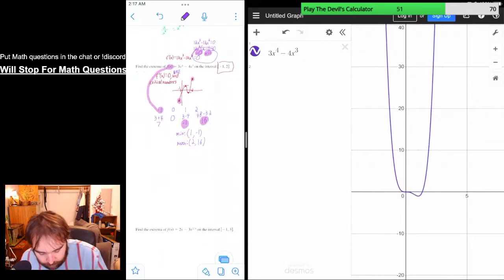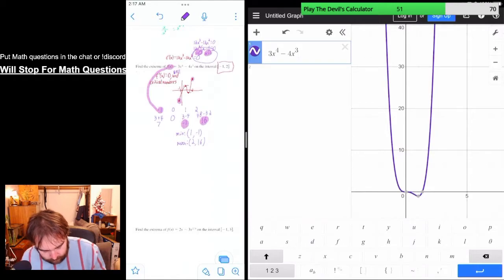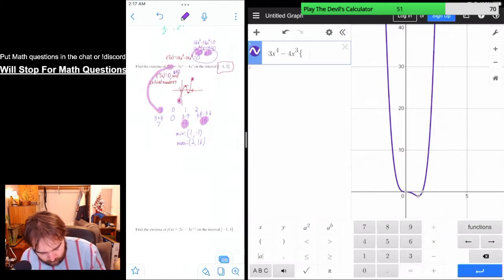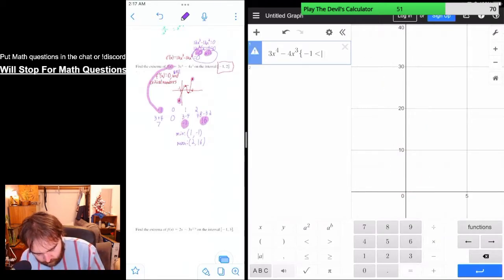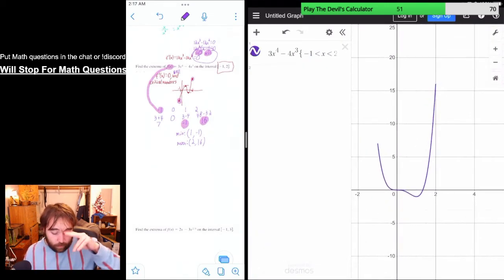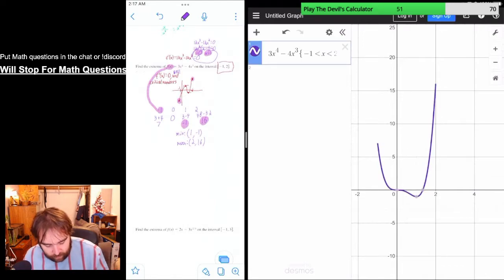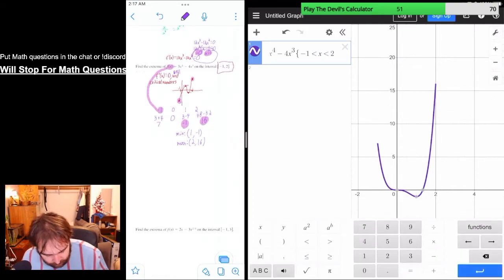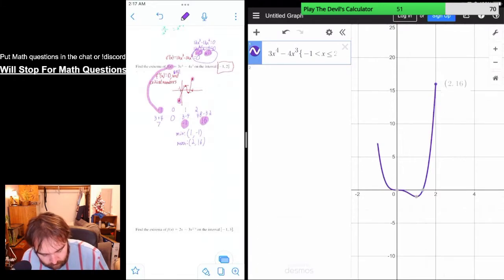And see, I guess we can only look at it on that interval. So to do that, you go negative 1, x, 2. There we go. So that's just the part of the graph we're looking at. So what's the lowest it gets? That's what we found right there, 1, negative 1. What's the highest it gets? That's right there at 2, 16. It would be defined if we did something like that. 2, 16.